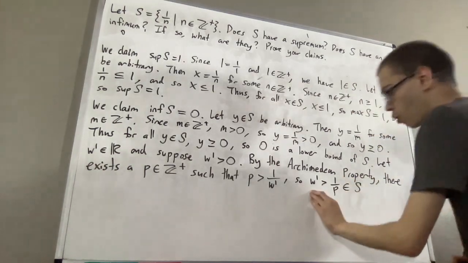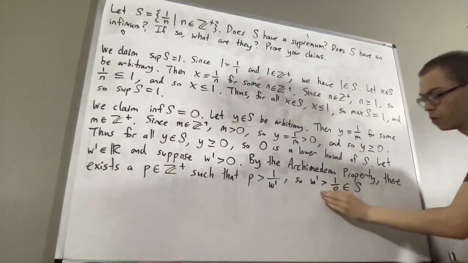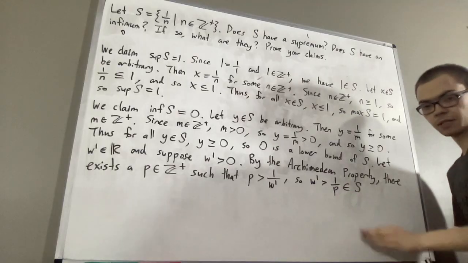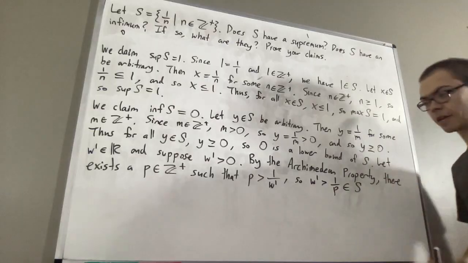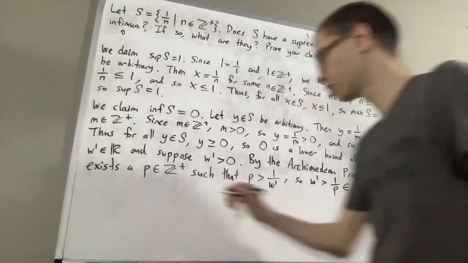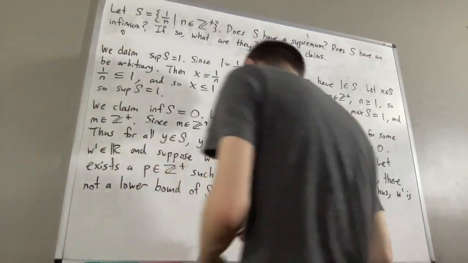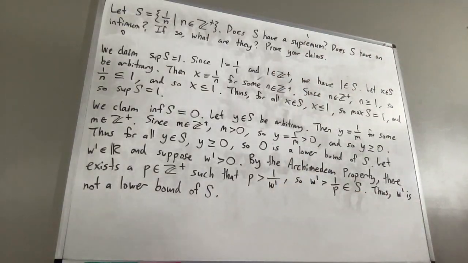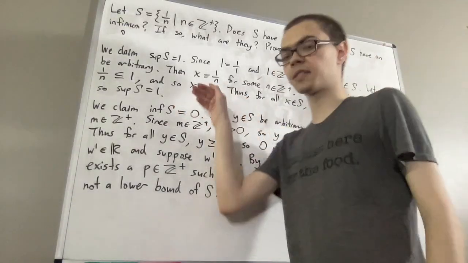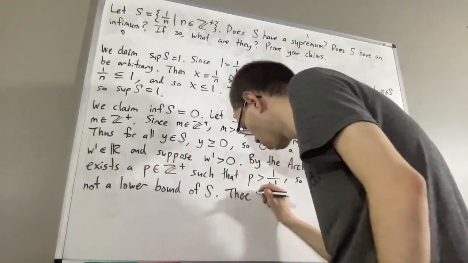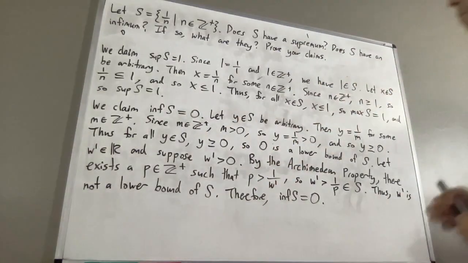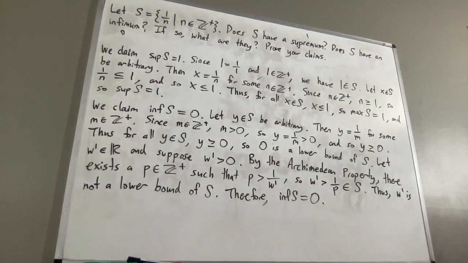We see that w prime is strictly bigger than some element in S. Therefore, w prime is not a lower bound of S. And so that verifies the second condition for 0 to be the infimum of S. So this proves the infimum of S is equal to 0. And so we're done. This completes this example problem. So next, let's look at our next example problem.